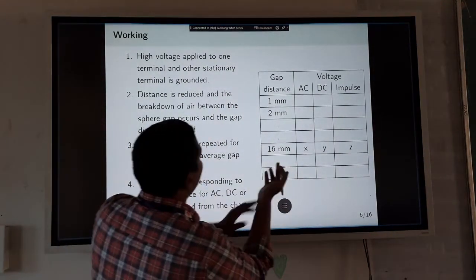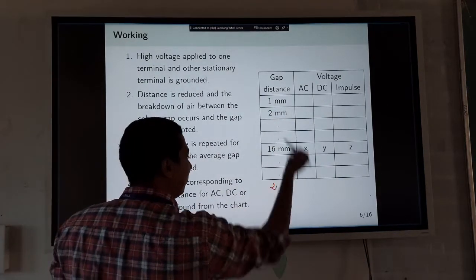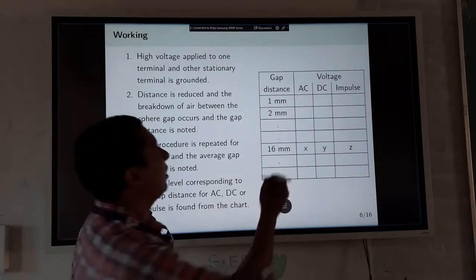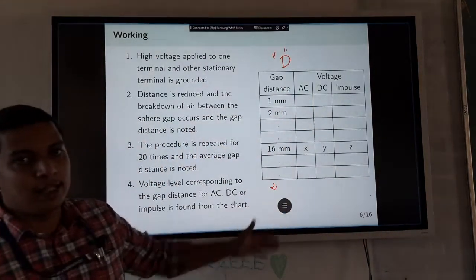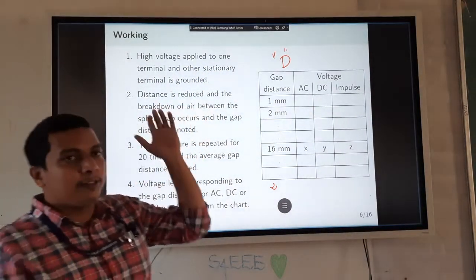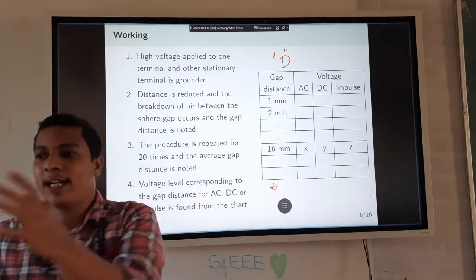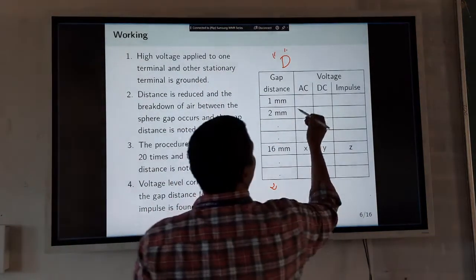So we have a table like this. We already have gap distances like 1 mm, 2 mm, 16 mm, 20 mm. You have a table like this for a particular diameter of the sphere gap. For a different diameter, your gap distance and breakdown voltage will also change. So when we buy a sphere gap, with that you get a chart showing the gap distance and the voltage.